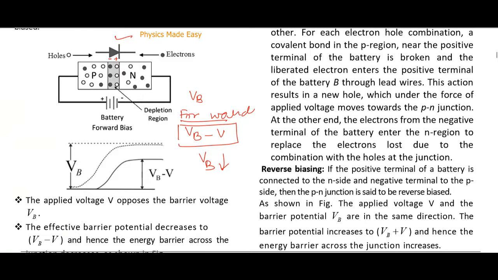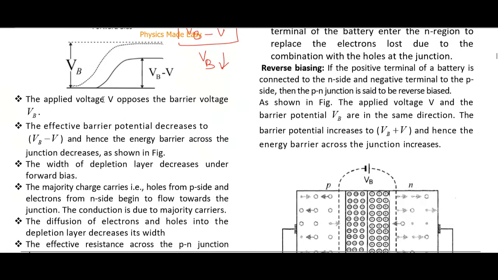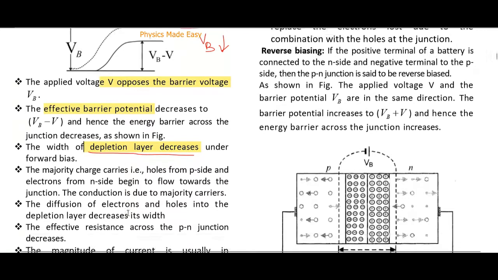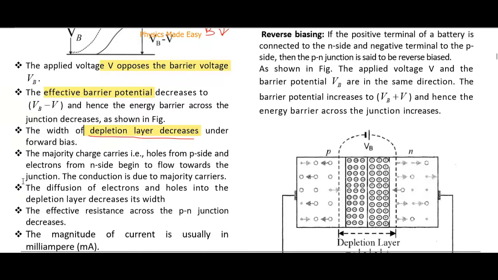Simply, if VB comes down, applied voltage V opposes the barrier. Effective barrier is VB minus V. The width of the layer decreases. Yes, this question has been asked in NEET. The width decreases. The majority carriers, holes on the P side and electrons on the N side, flow towards the junction. So the conduction is due to majority charge carriers in this case.